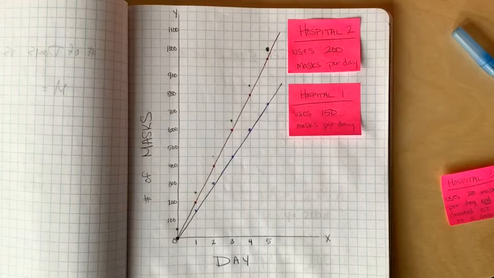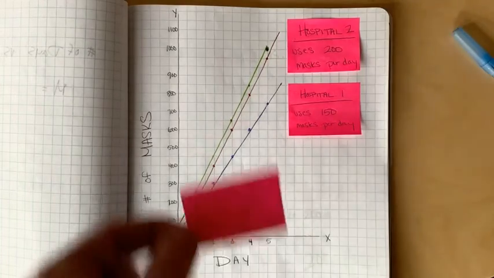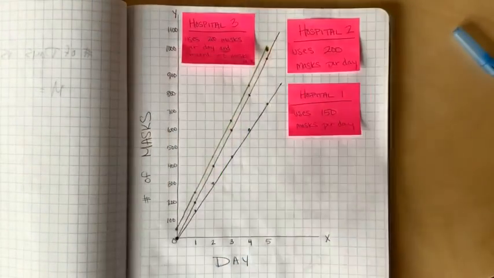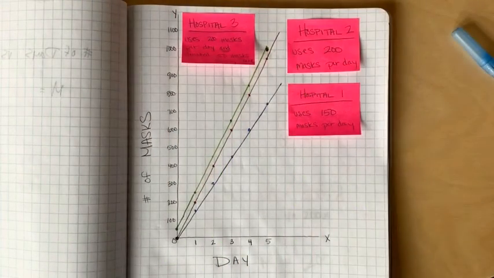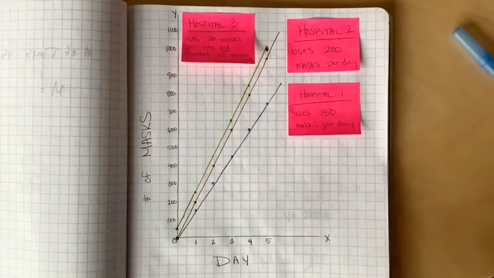Let's see what that line looks like though. Taking a look at the green line that I just drew, it also looks like it's a straight line. Remember, that's hospital number 3. It's also a straight line going up by the same amount each time, which means, yes, that is a linear relationship. Now, does it look like it's the same as the red line? Does it look like it's the same as the blue line?